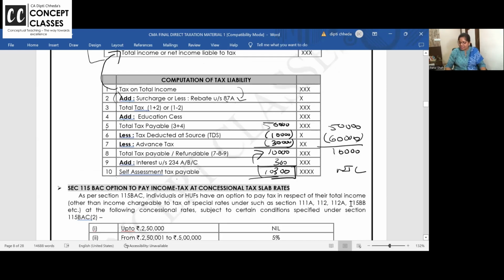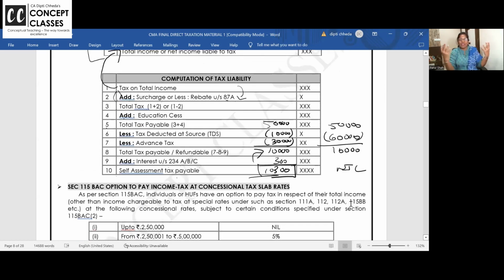Interest. Nice question. You all have to study everything today. What do you have to study? You have a topic in CA Final now, tax recovery.